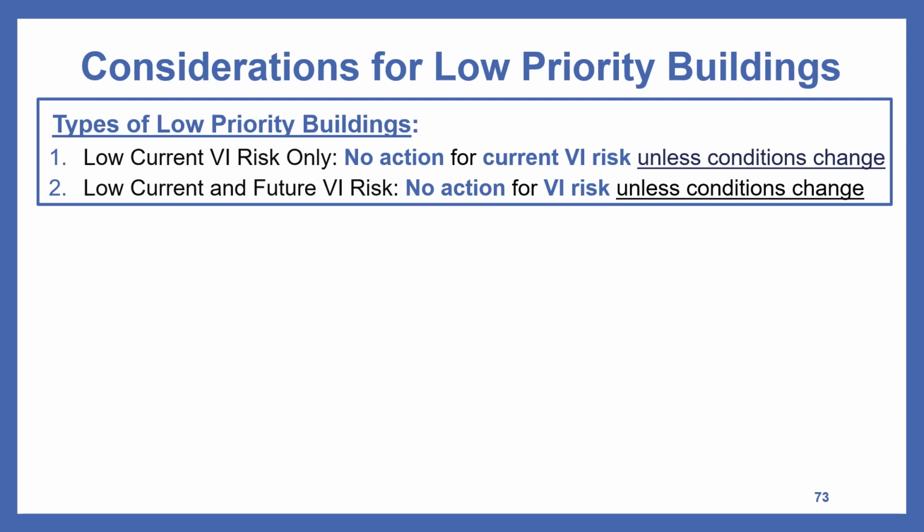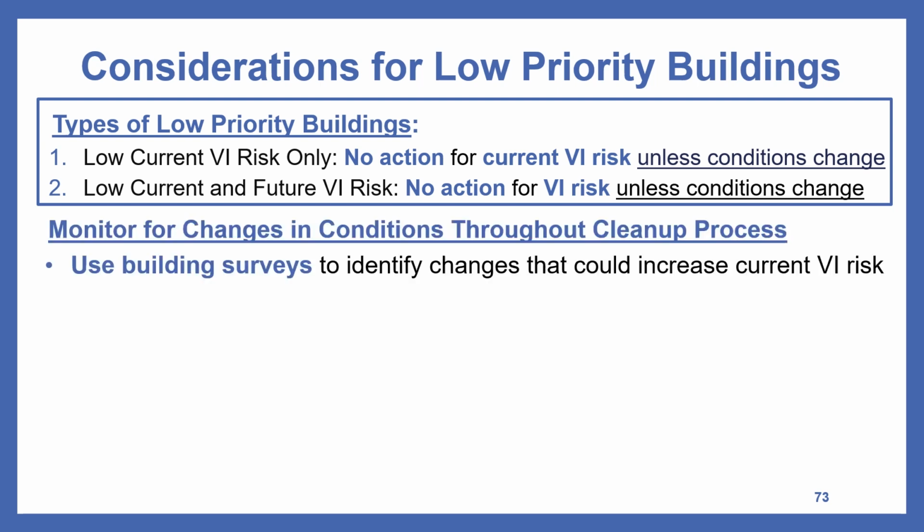The second type is where we have low risk for both current and future VI risk. In that case, you'd have no action to address either current or future risk unless conditions change. When we have these low priority buildings, we're definitely going to want to make sure we're monitoring for changes in conditions throughout the cleanup process.